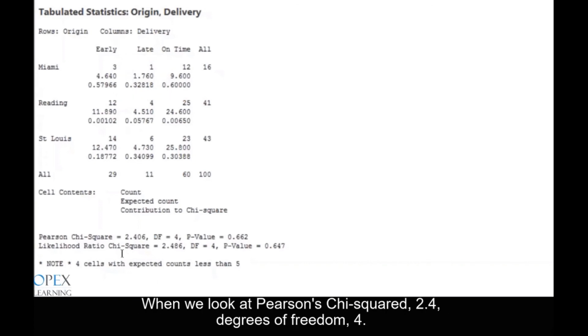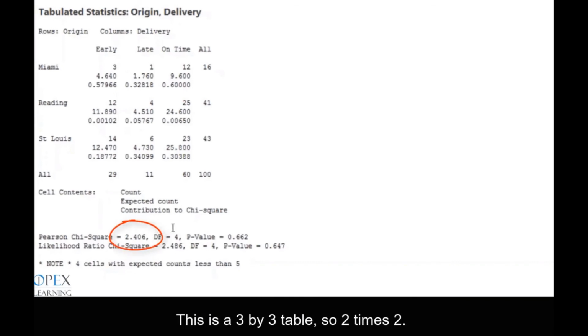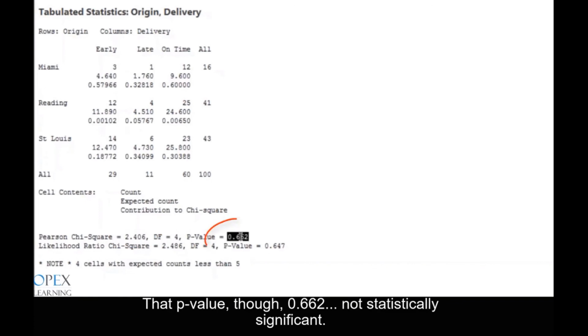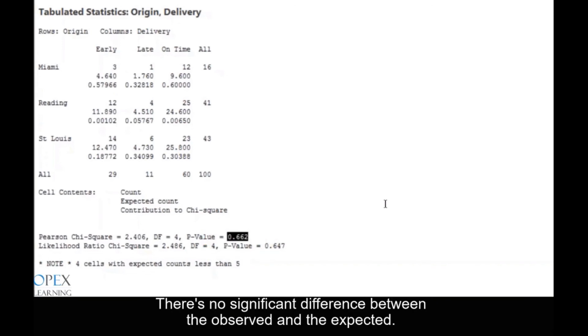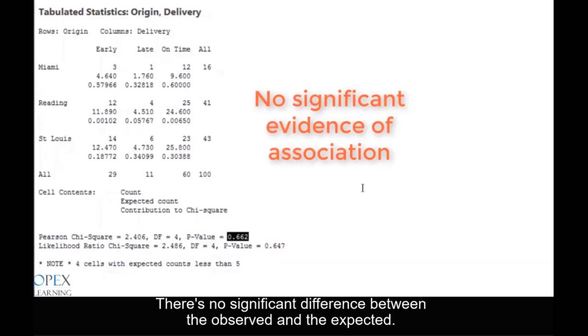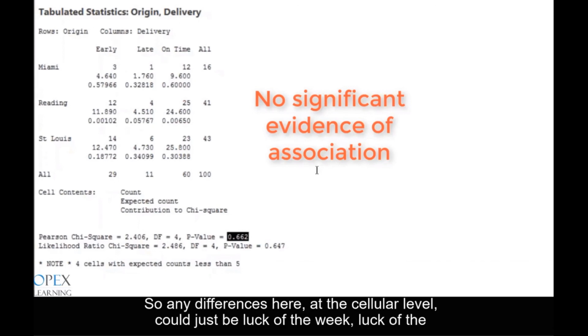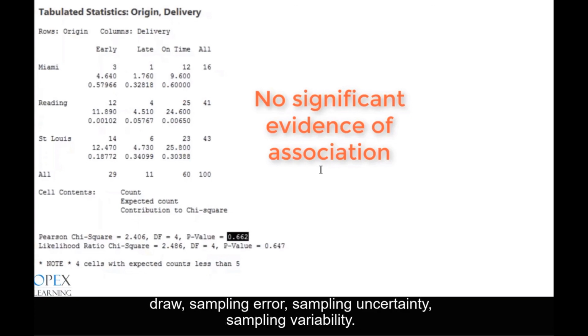Well, we look at Pearson's chi-square, 2.4. Degrees of freedom, 4. This is a 3 by 3 table, so 2 times 2. That p-value, though, 0.662. Not statistically significant. There's no significant difference between the observed and the expected. So any differences here at the cellular level could just be luck of the week, luck of the draw, sampling error, sampling uncertainty, sampling variability.